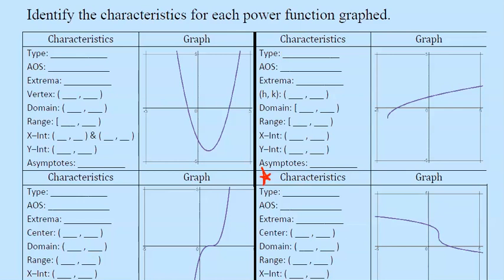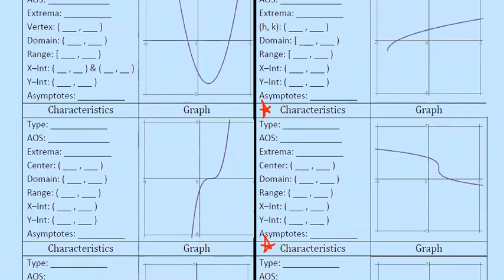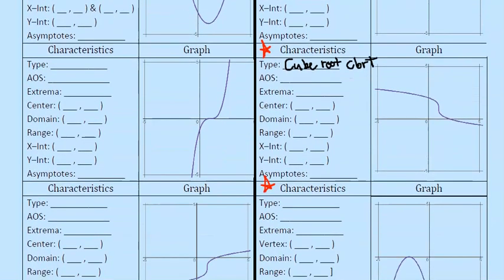Page 9. Identify the characteristics for each power function graphed. Let's look at this one right here. The type of function this is, is a cube root. And the abbreviation for cube root is cbrt. There is no axis of symmetry and there's no extrema. The center h comma k would be right here, and that's at 1 comma 1.